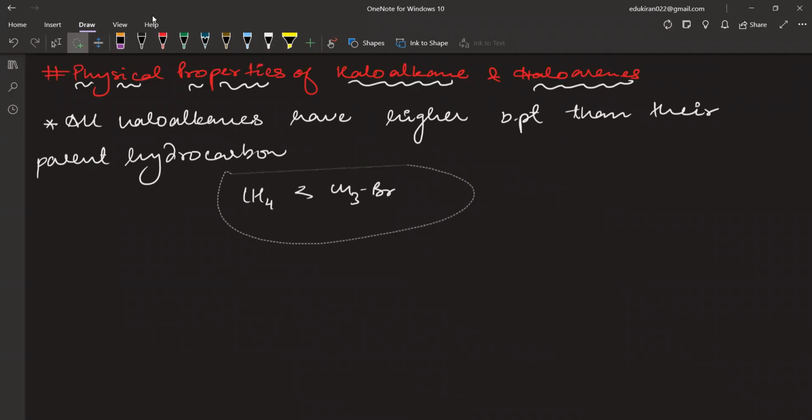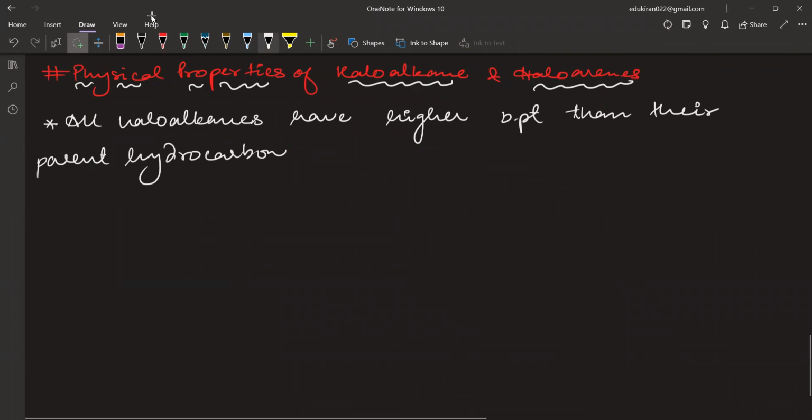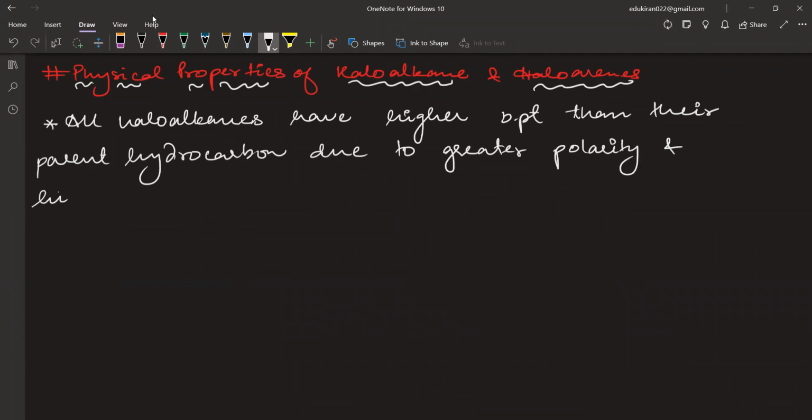Why? Boiling point than their parent hydrocarbon due to greater polarity and higher molecular mass. Okay, that means in general, RX will have higher boiling point than RH. RH is for alkane, this is the corresponding haloalkane. Right, the next point.